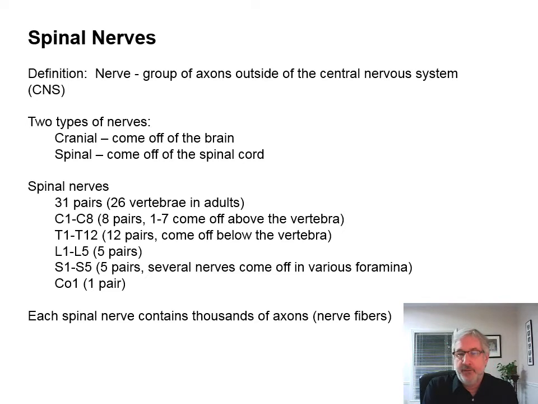They come off the vertebrae, and they have T1 through T12, 12 pairs. Then you have L1 through L5, 5 pairs. Then S1 through S5, there are 5 pairs that come out of the sacral region, and there is 1 pair coming out of the coccygeal region. And each spinal nerve contains thousands of axons, nerve fibers. Next slide.